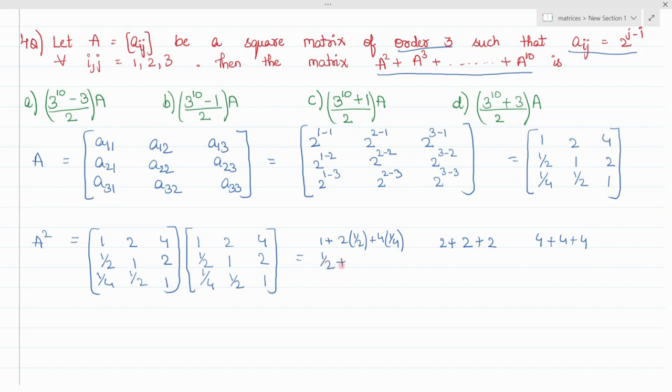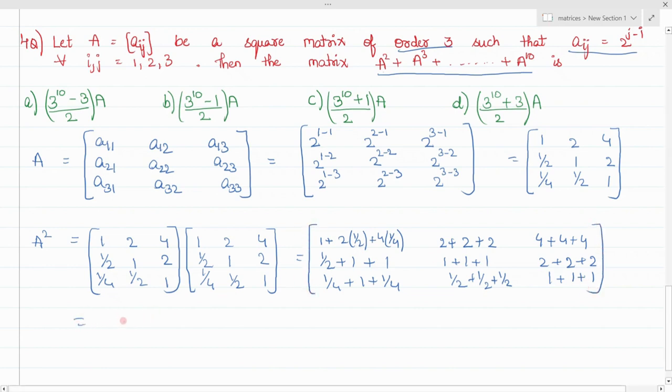1 by 2 into 1, 1 by 2 plus 1 plus 1 by 2. Again 1 plus 1 plus 1. Next 4 into 1 by 2, that is 2 plus 2 plus 2. Next 1 by 4 plus 1 plus 1 by 4. Next 1 by 2 plus 1 by 2 plus 1 by 2. Next 1 plus 1 plus 1.